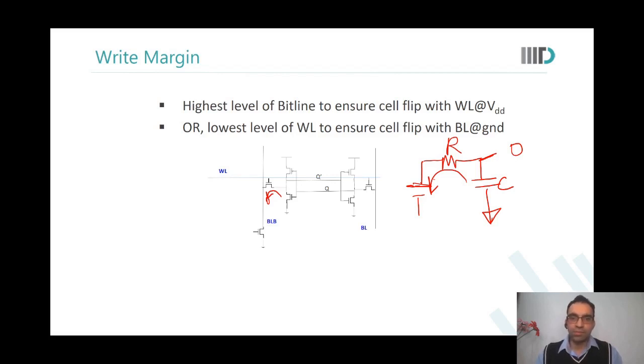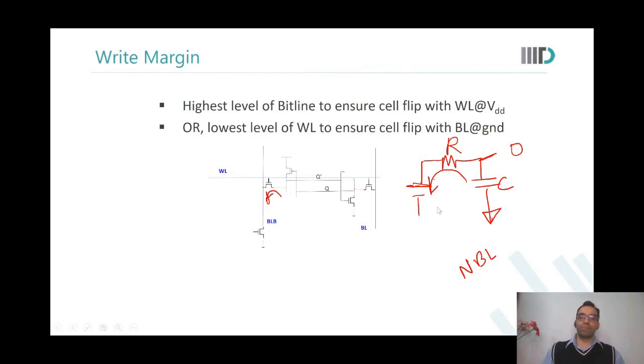Are you able to see this? So write margin is also a metric of speed. It is a metric of writability, whether I can actually write into the memory cell at all or not. And in the course, when we look at it, we'll also look at the advanced technologies where write margin is actually negative. What it means is you need to take the bit line at a voltage which is lower than 0 to be able to write into the memory cell. And we will talk about negative bit line write assist schemes in the course. Okay.